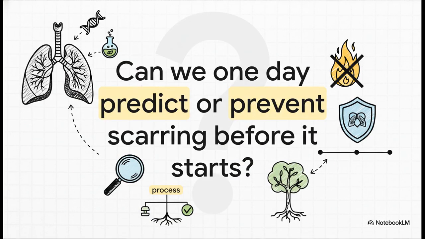And this brings us to one final, crucial question. For now, we're basically treating the fire after it's already started. But what if we could prevent the spark? As we get better at unlocking the genetic and environmental triggers, the real challenge for the future is this. Can we one day predict who is at risk and stop the scarring before it ever begins? Could we preserve that delicate scaffolding that allows us all to breathe?